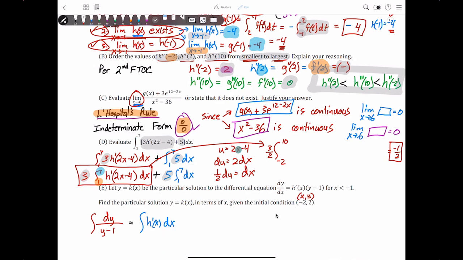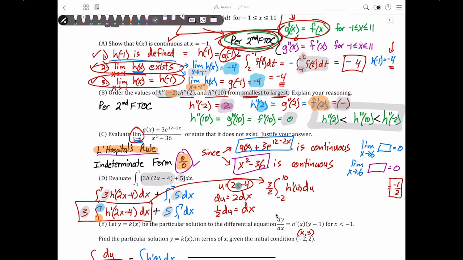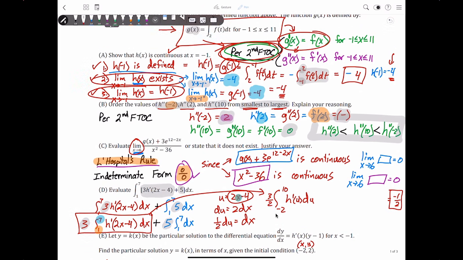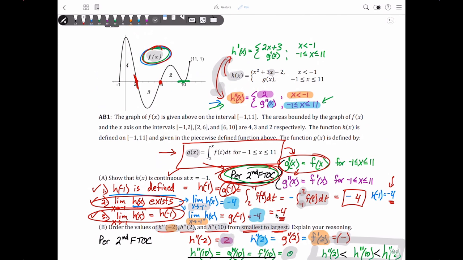And then now I just have to finish this up. Remember, u was all of this, so it's going to be h prime of u, and it's going to be du. Okay? So that's how we do the u substitution, and then we're going to figure it out from here what h prime of u is equivalent to up here.